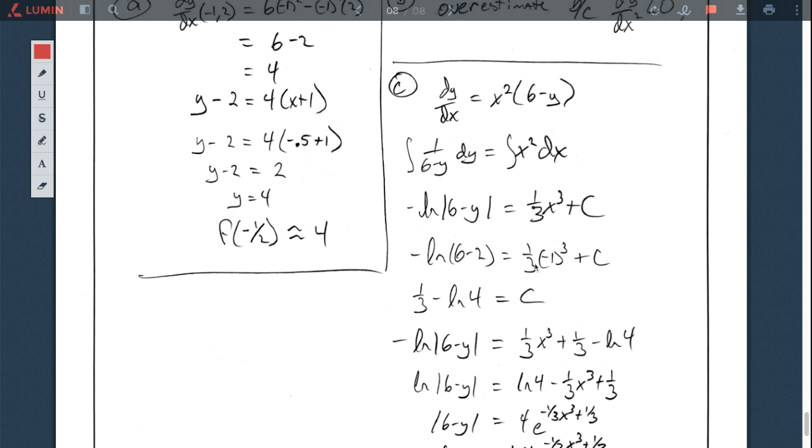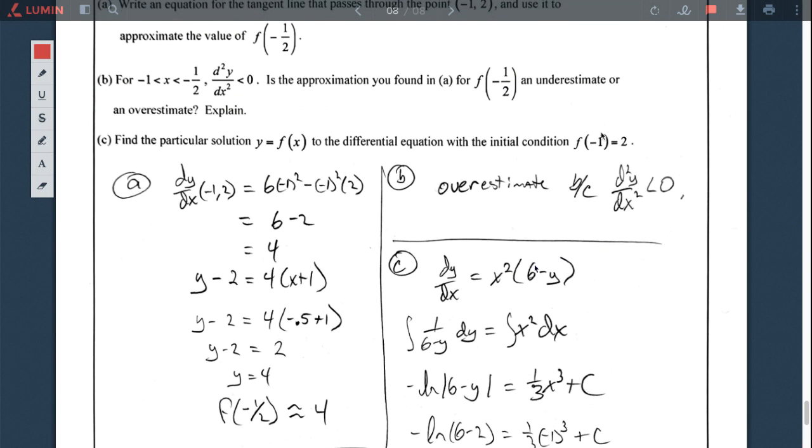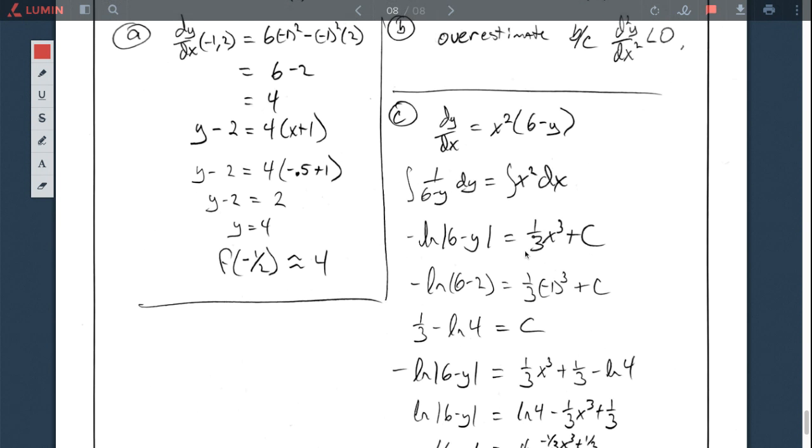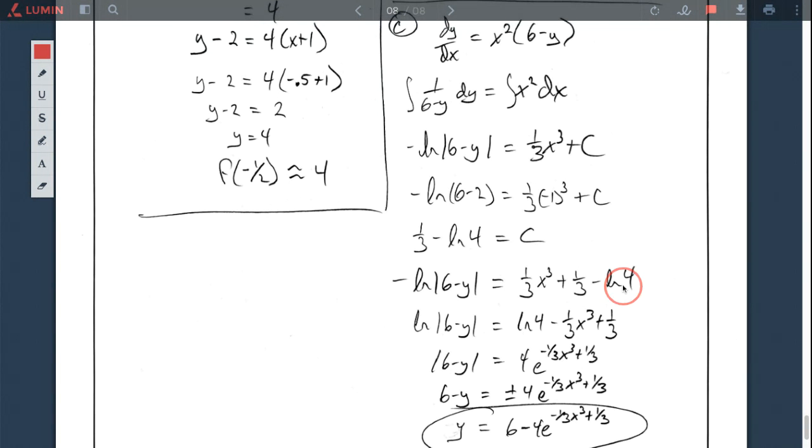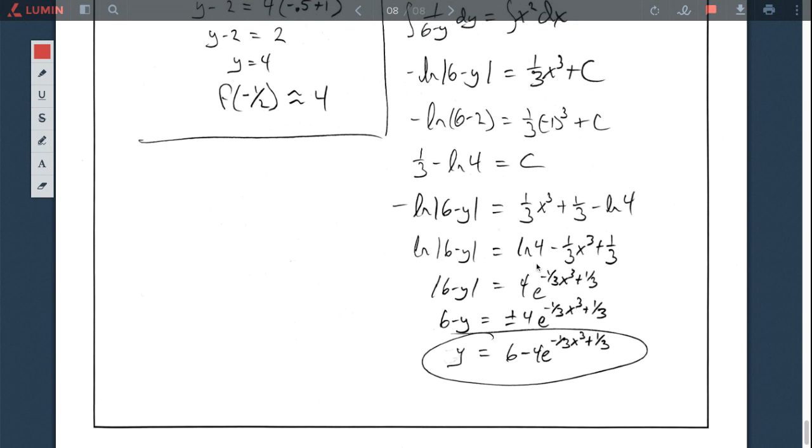All right, then we're going to plug in our point, which is (-1, 2). So I plug in 2 here, I plug in -1 there. We get C is 1/3 minus the natural log of 4. So I plug that in for C here. There is only one point left, and that's to get y by itself. So I move the negative over to get rid of the natural log. I do the e. So since the natural log of 4 is here, when I do e, that makes it just 4 in front. These two have to stay in the exponent.